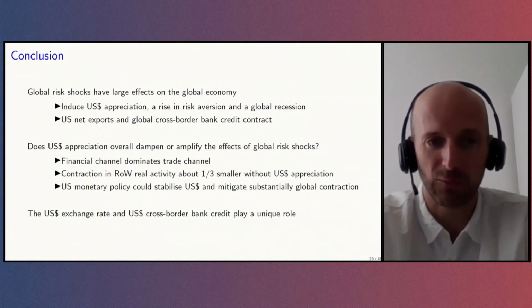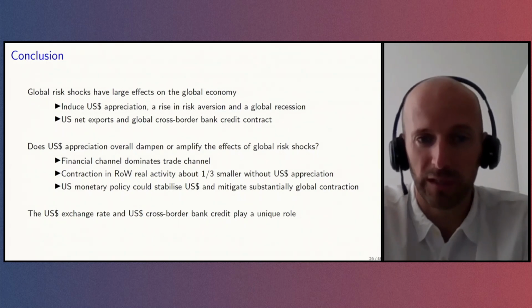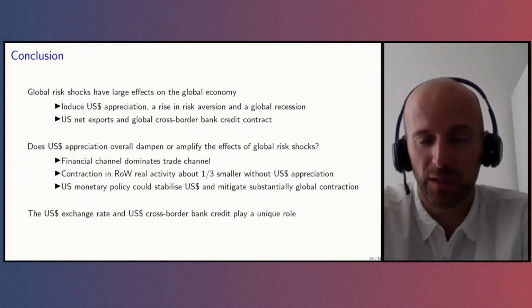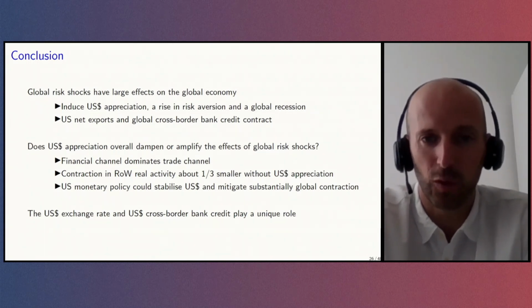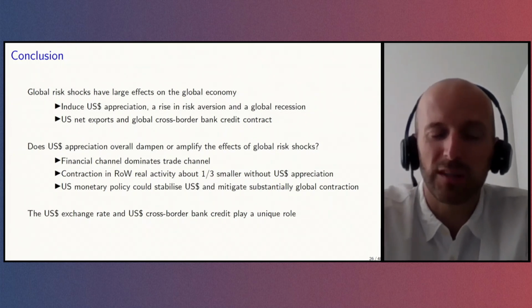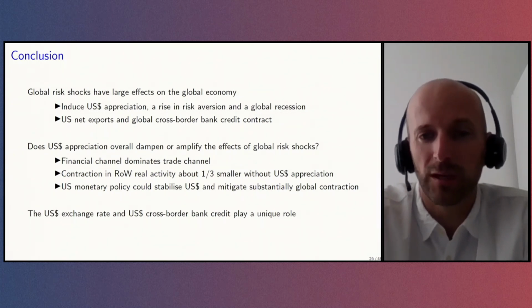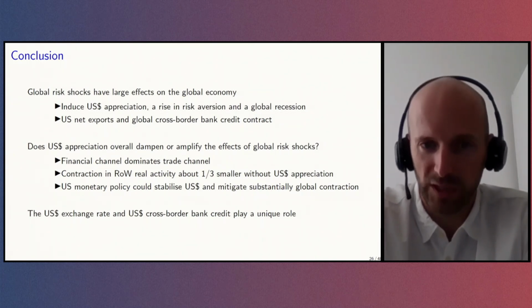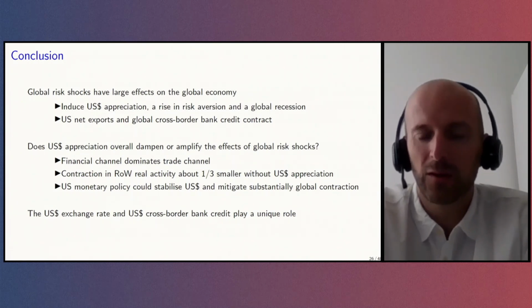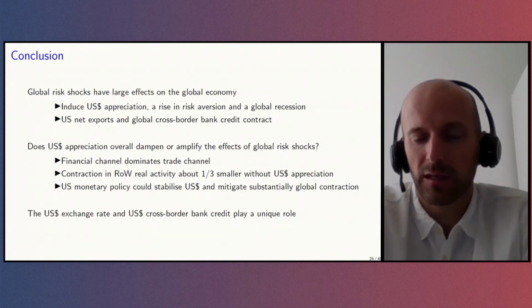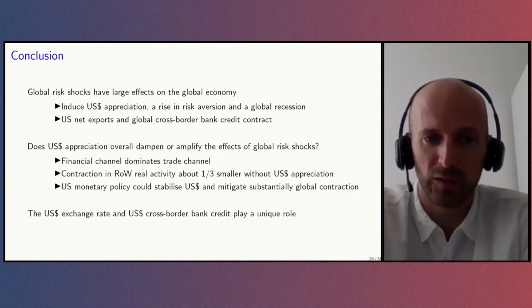So they replicate what we observe during prominent episodes that we identify narratively as global risk events, such as the global financial crisis or the early stage of the COVID pandemic. And we established that these global risk shocks induce large and synchronized global recessions that are associated with declines in trade, with contraction in capital flows, cross-border bank credit, and tightening global financial conditions.